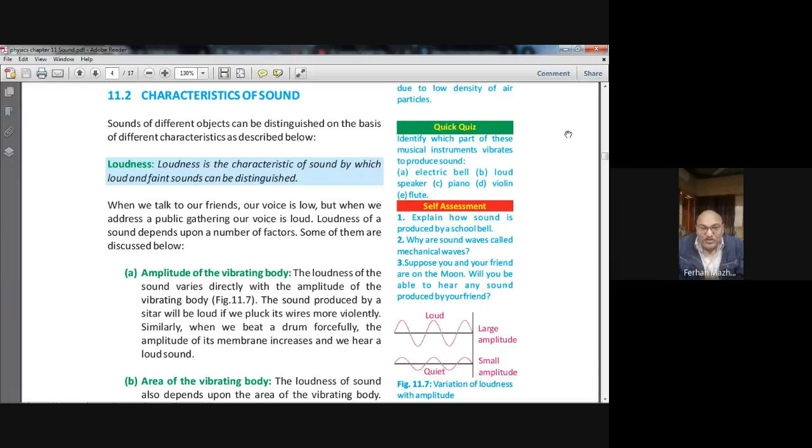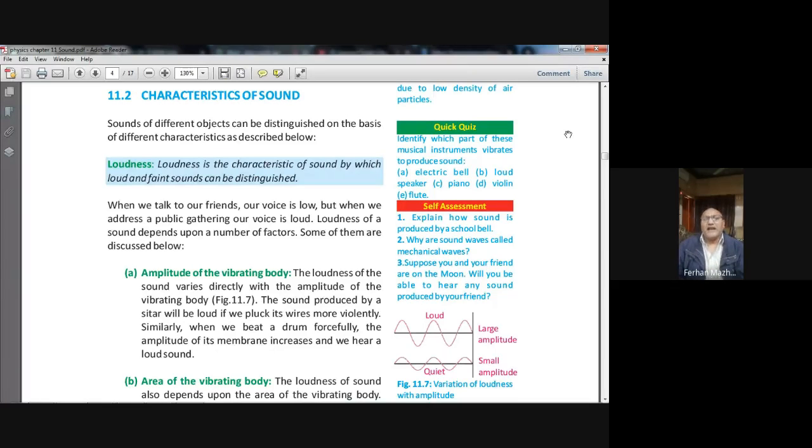If its amplitude is smaller, it is only vibrating a little bit, it means that the sound will be faint. And if the amplitude of the vibration is larger, then it means that the sound will be loud.